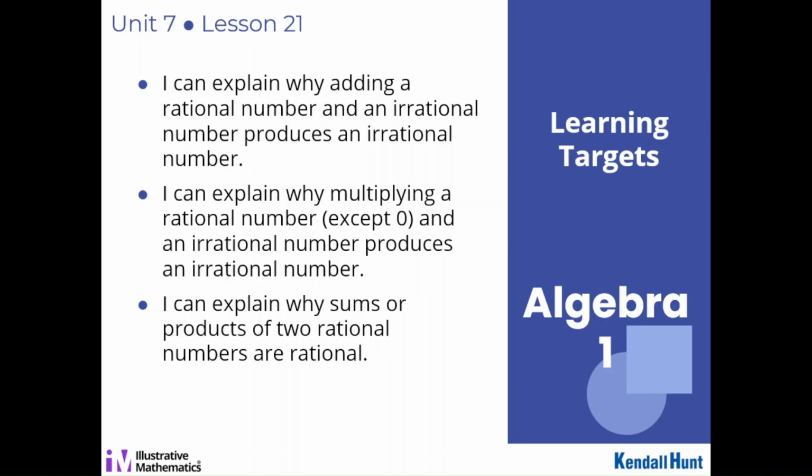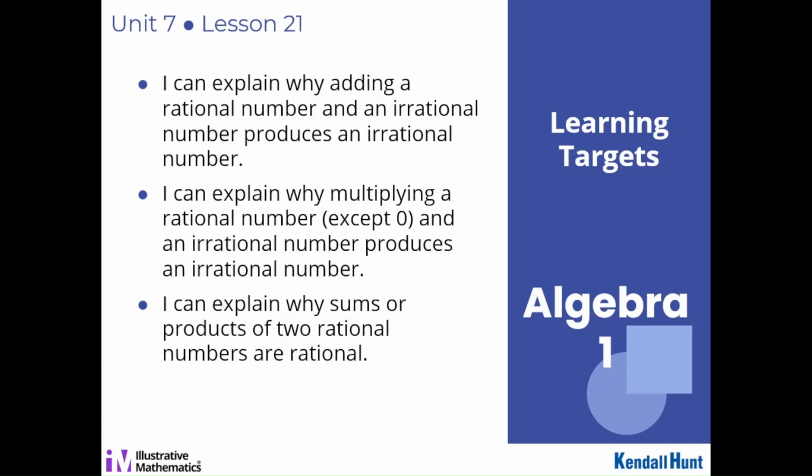The first one says that you should be able to explain why adding a rational number and an irrational number produces an irrational number. And this happens every time. The reason is, if I have a rational number, then I'm adding something that can be written as a fraction. But if I'm adding an irrational number, I'm adding something that cannot be written as a fraction. So I would need to change the rational number to a decimal.